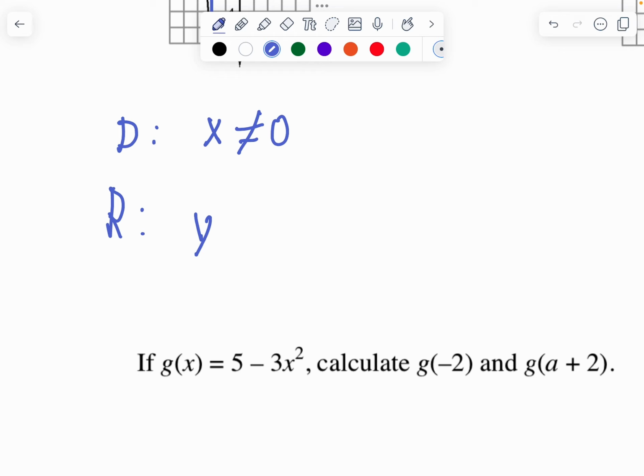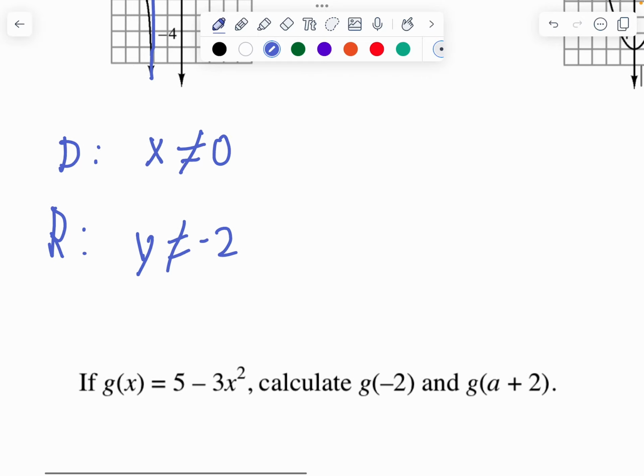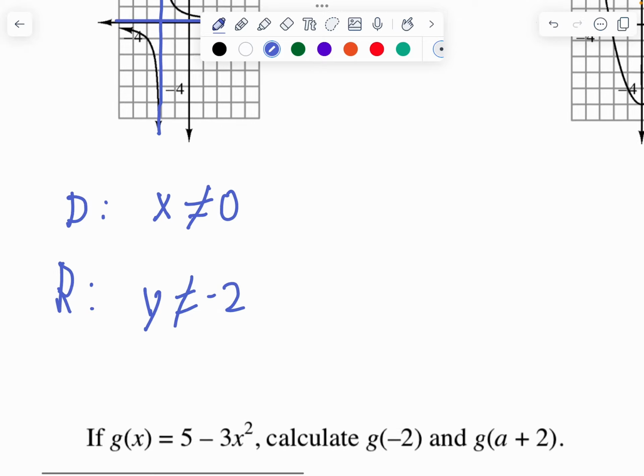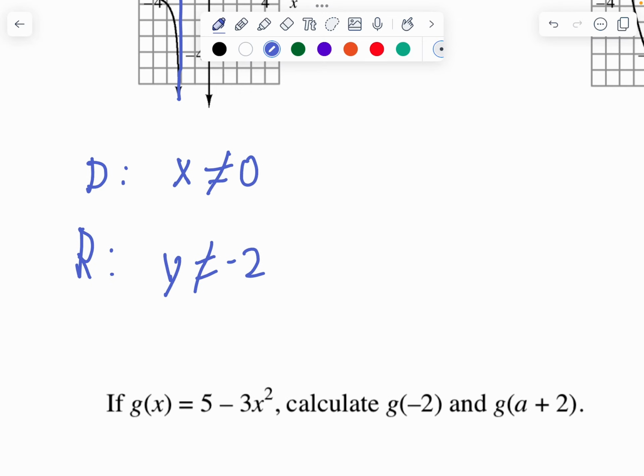So Y cannot equal -2. They can equal any other number except for those, so we write, comma, X is equal to all real numbers. That's what that means. Y is equal to all real numbers.